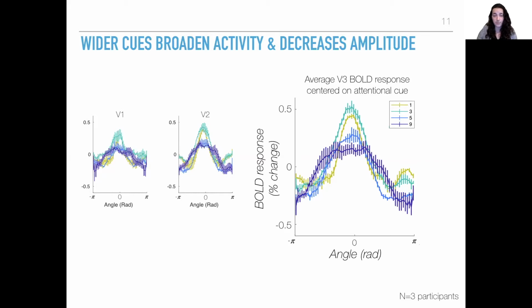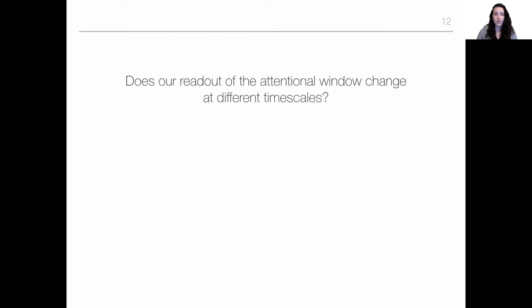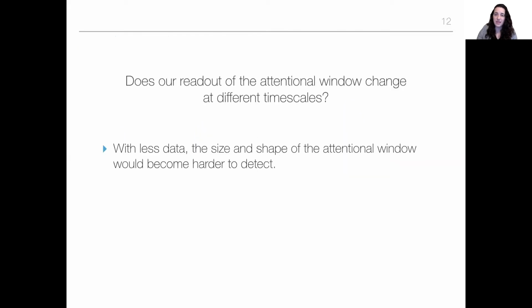So for all of these analyses, as well as the prior results we've highlighted, we've relied on averaging over many trials or long periods of time. However, it is unlikely that participants' attentional windows were deployed in exactly the same manner on every trial. Therefore, we next sought to investigate the attentional window at different timescales. In thinking about this question, it is obvious that with less data, the size and shape of the attentional window will be harder to detect.